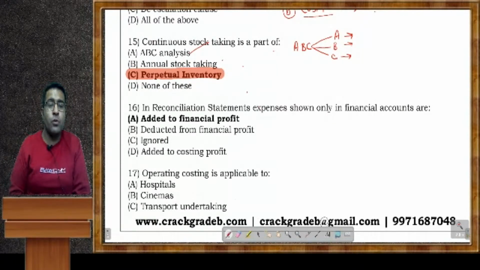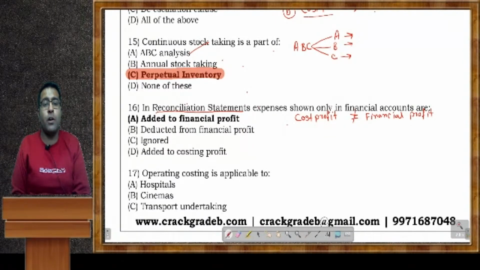Now first of all, what do you mean by reconciliation statement? Listen, when cost sheet profit is not equal to the financial profit, for checking and equalization purposes, we have to prepare a statement which is known as reconciliation statement. Okay, now what is the question?